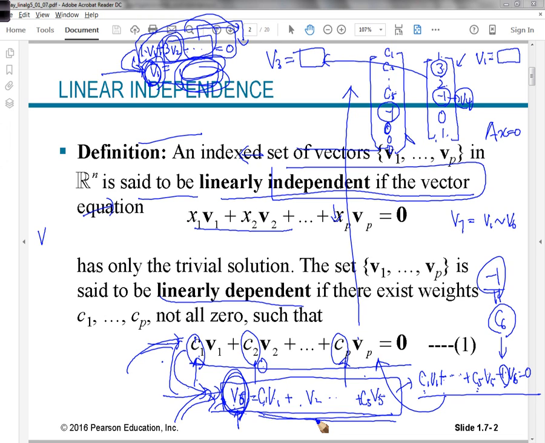This question boils down to the following question. When the linear combination coefficients are all 0, can we still say that is a linear combination of the vectors? Yes or no?